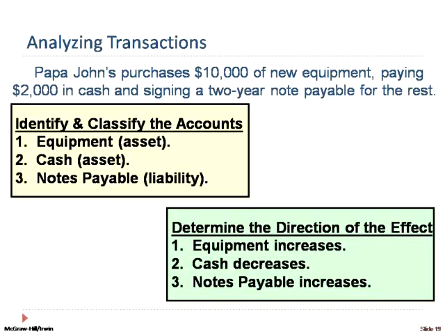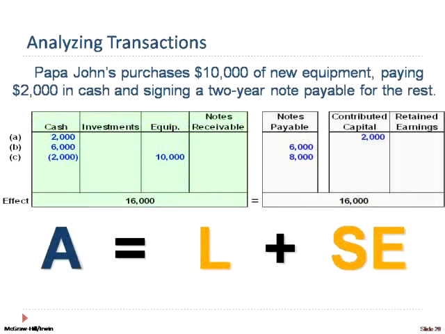The equipment account increased by $10,000. The cash account decreased by $2,000, and the notes payable account increased by $8,000. After we record this transaction, the accounting equation is still in balance.